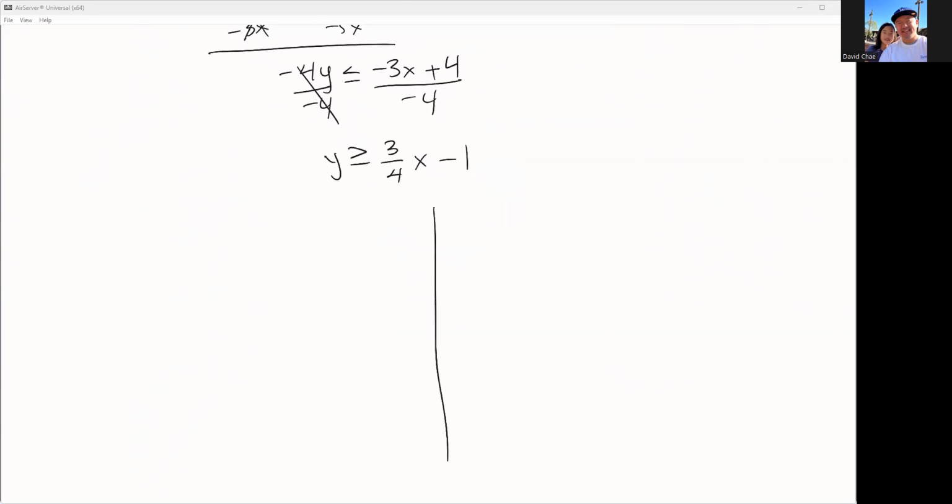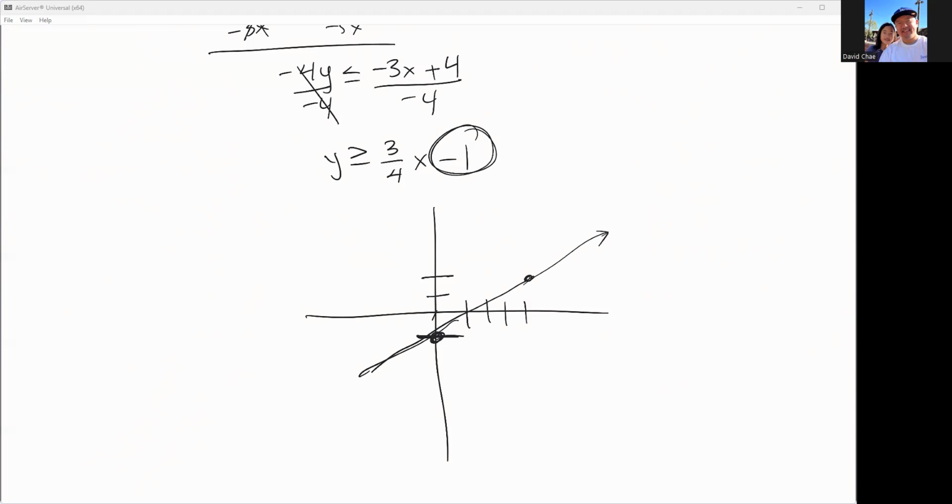What's our y-intercept? -1. Then what do we do? Go up 3 and right 4. You will see that this is not hard. Not difficult. I think you guys could all get this.